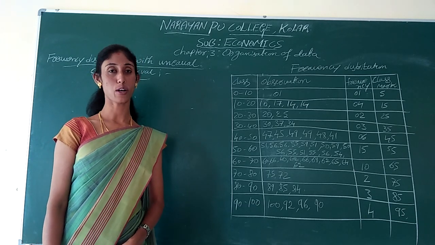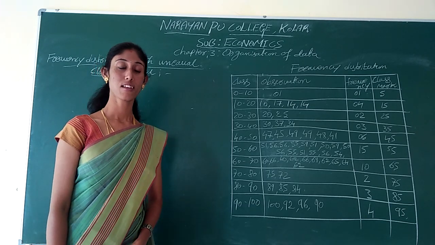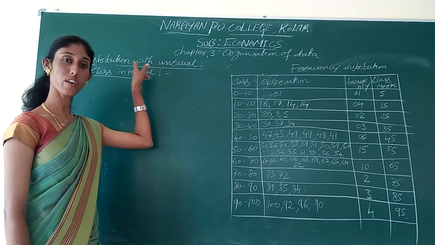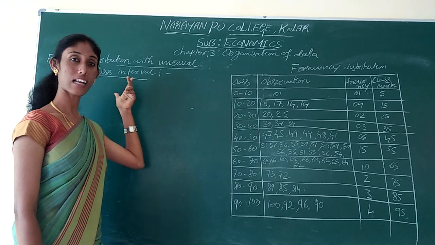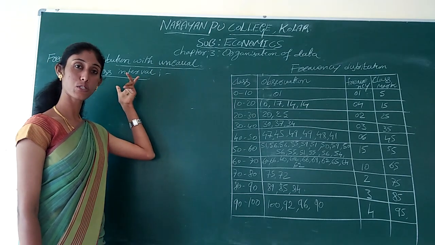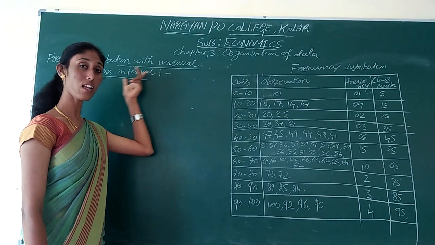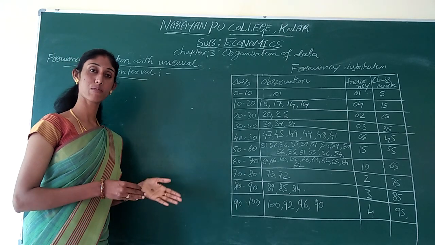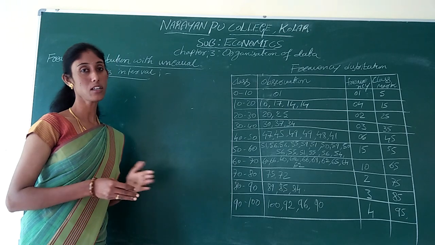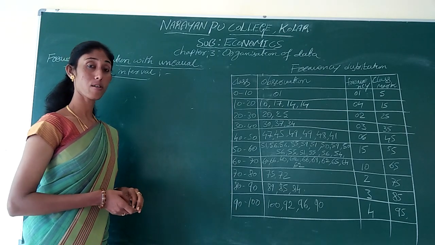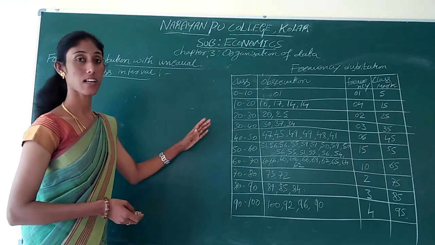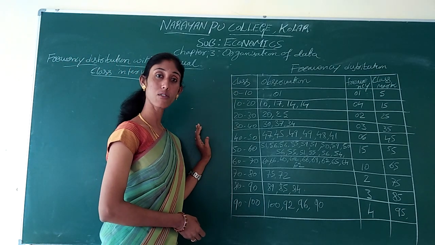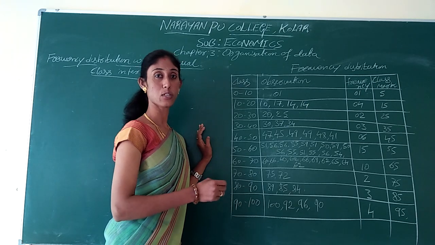In this session we are going to start discussing a new topic, that is the frequency distribution with unequal class interval. We already know that class interval means the difference between upper class limit and lower class limit. In a previous class, we discussed the frequency distribution with equal class interval.